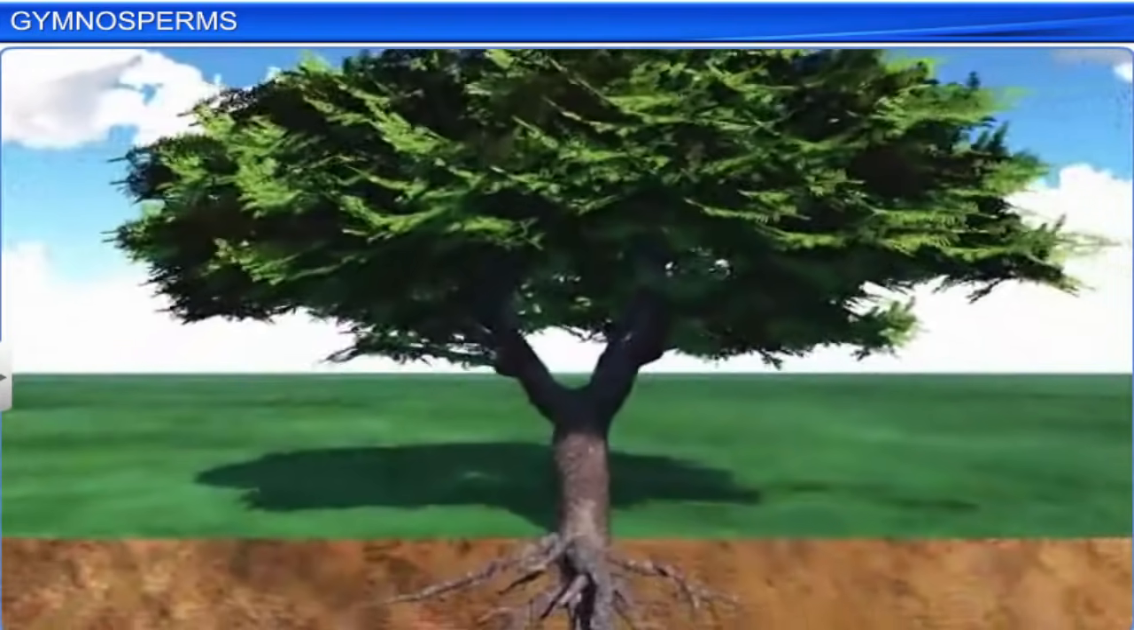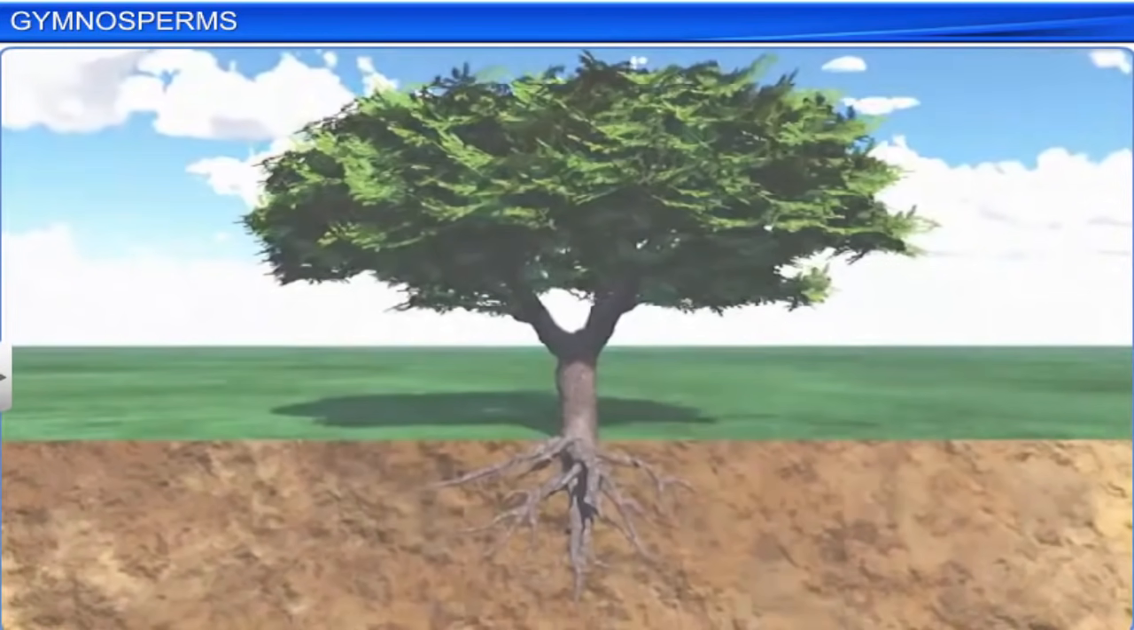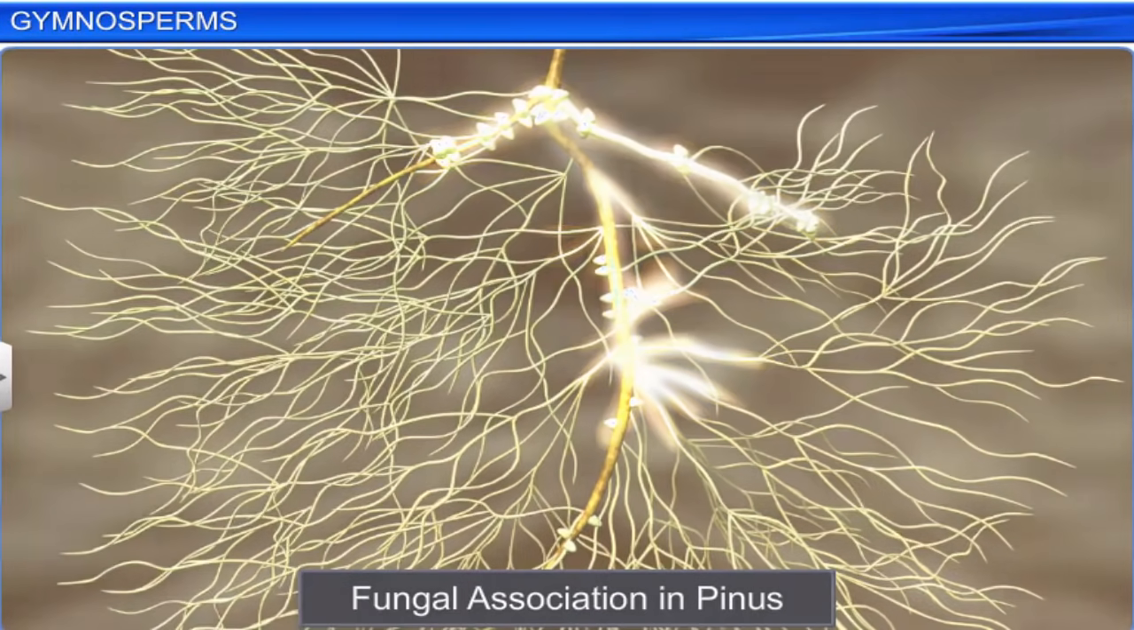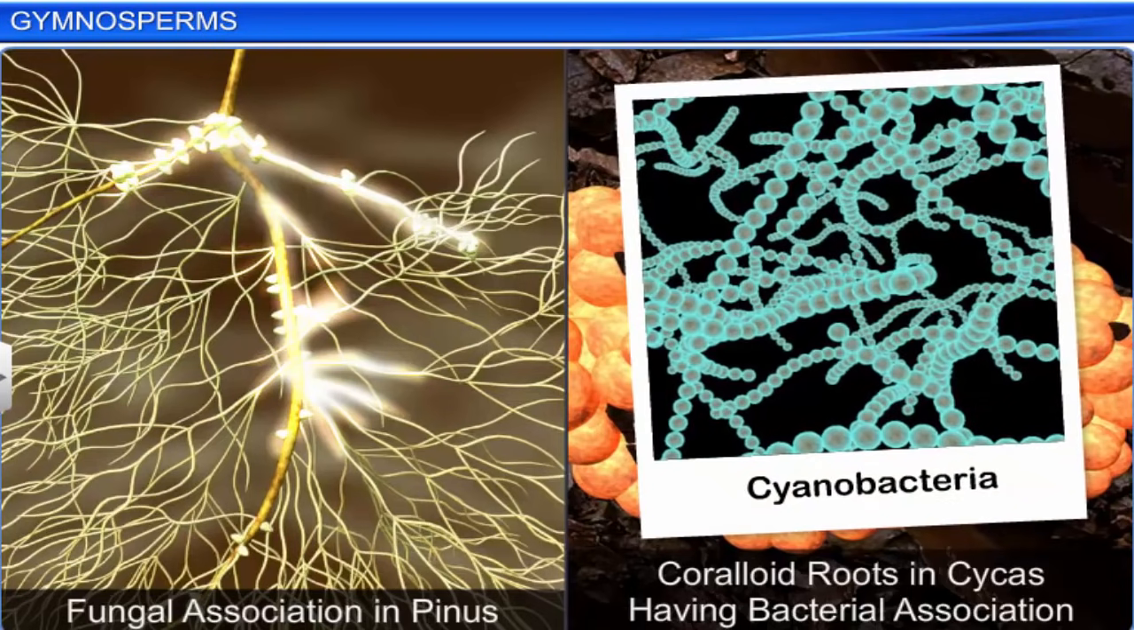If you take a look at the morphology of Gymnosperms, you will notice that most of them have taproots. Moreover, in some genera, such as Pinus, the roots have a fungal association in the form of mycorrhiza, while in other genera, such as Cycas, small specialized roots called coralloid roots have an association with N2-fixing cyanobacteria.